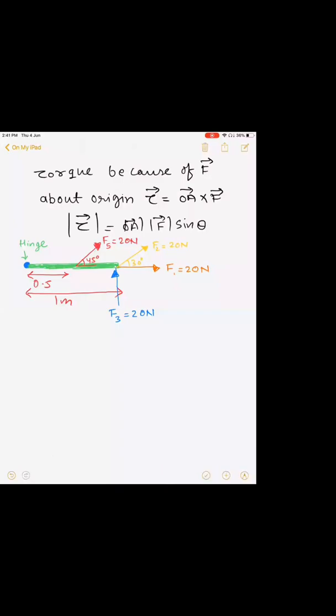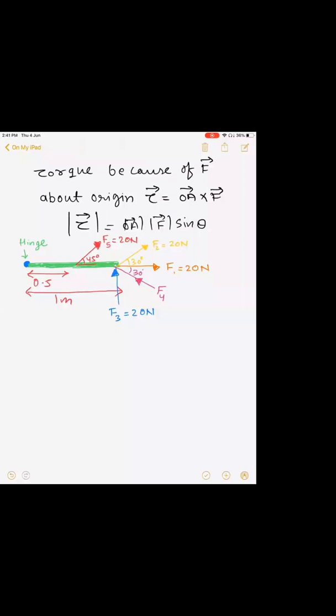That is F4. Another force is acting. This is F4. And F4 is making an angle 30 degree with the horizontal in this direction. Okay. Now what is your task? Hopefully you can see a lot of forces F1, F2, F3, F4, F5.